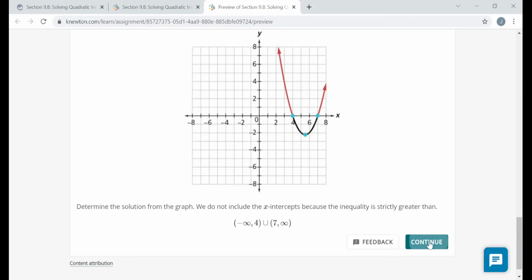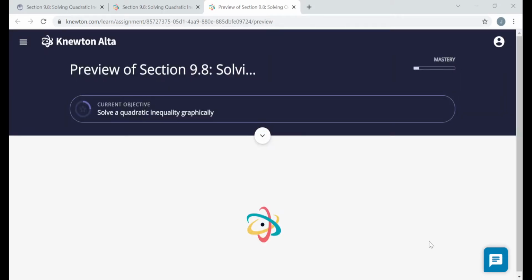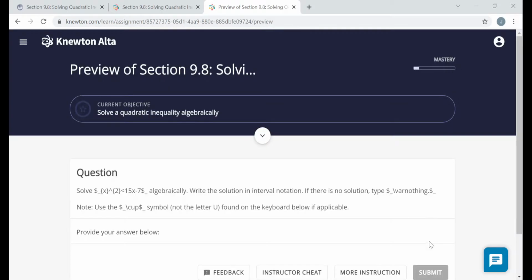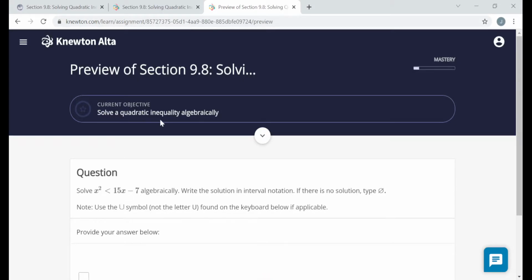All right, so the next question is on the other objective. Solving. Now, you're going to be doing the same thing. You're still solving a quadratic inequality, but they say algebraically this time. So without drawing a graph of a parabola. So this is just without a parabola.